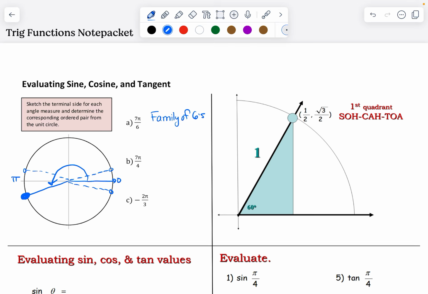7 pi over 4 is the next family. 7 pi over 4 will be located in the fourth quadrant, and the family of 4s splits the quadrants in half, right? The family of 4s deals with the 45-45 triangle, therefore it will be halfway through each of the quadrants. And this is for the family of 4s.